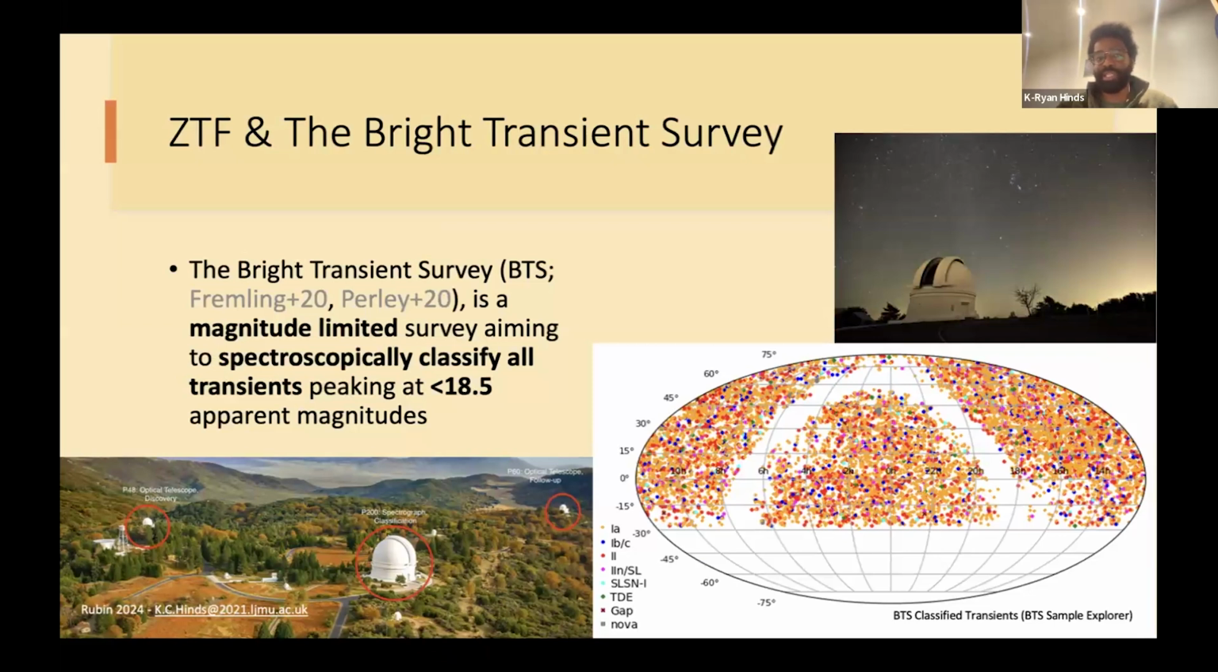It's a magnitude limited survey aiming to spectroscopically classify all extragalactic transients that peak above or below 18.5 magnitudes. And so to date, it's the largest supernova catalogue and most complete. So up to 18.5 magnitudes, it's around 95% complete, and we've classified over 9,000 supernovae. And so this is a very complete sample with high cadence light curves, and so we want to really be able to glean as much information as we can from these.